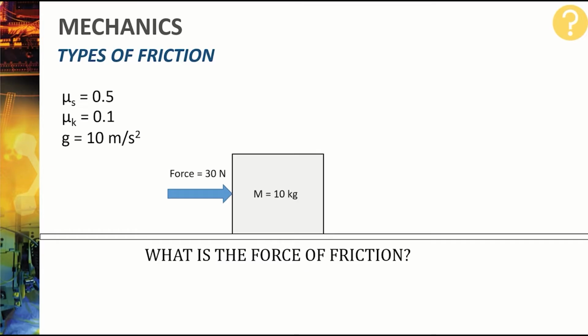So, now that we know the equation for friction, let's solve a very simple problem. I want you to look at this problem right here. What we've got going on is we've got a box. We're applying a force of 30 newtons to it. We've got all our coefficients of friction over here. We've got gravity. And our question is, what is the force of friction? Okay, why don't I give you a little bit to solve that and think on it.